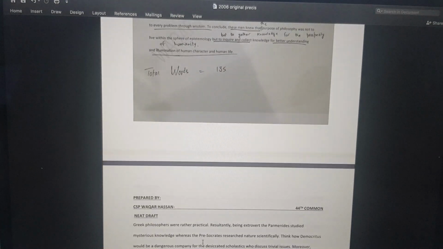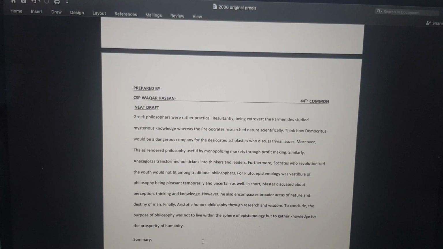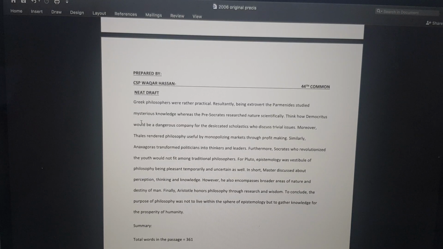Then after doing the required work, after adding the new words or making the amendments, after making connectivity in the passage, you have to write a new draft. On the third page, give the heading neat draft, and write the neat draft in the form of a single paragraph like this. You will write this neat draft from the rough draft, because you have done all the rough work there, and from that rough draft you will convert it into a neat draft.